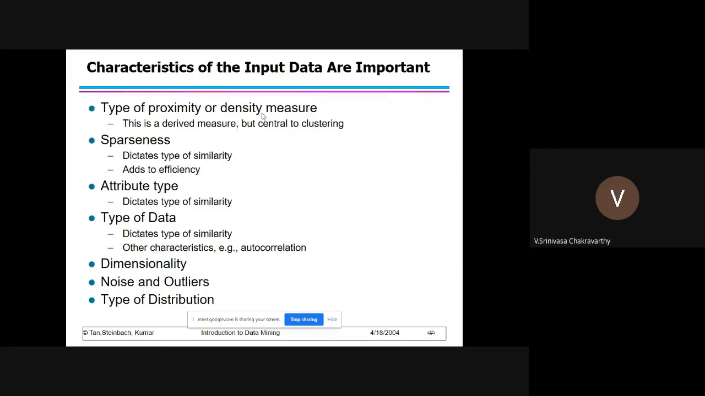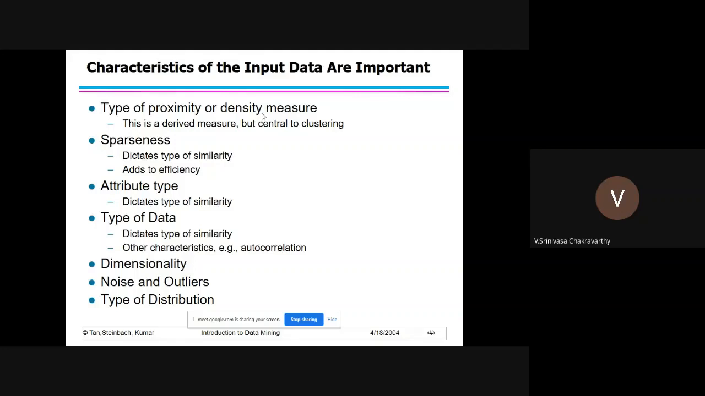Then attribute type is a very similar thing. It dictates the type of similarity. Suppose the attributes are just qualitative attributes. Then you will just match them, and if the match is there, it is 1, otherwise 0. That's the kind of similarity that you would do. Your attribute type also determines the similarity. Then the type of the data also dictates the type of similarity.